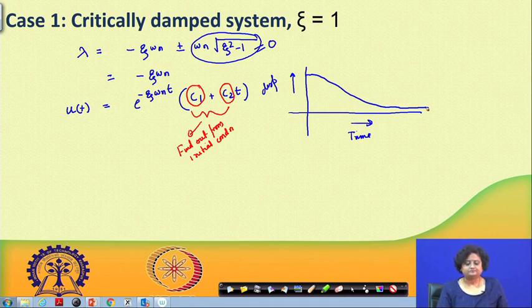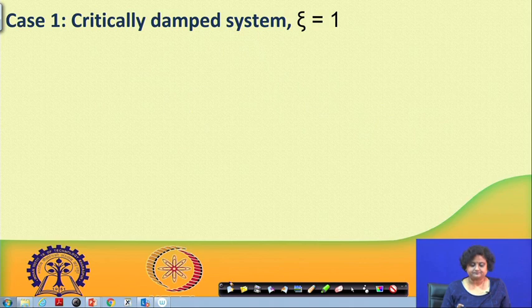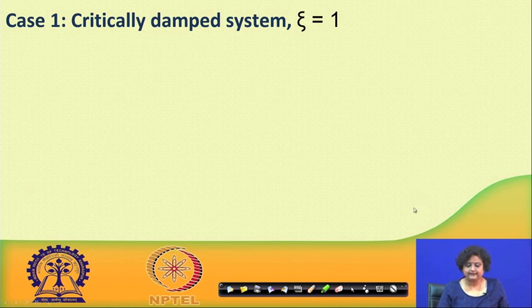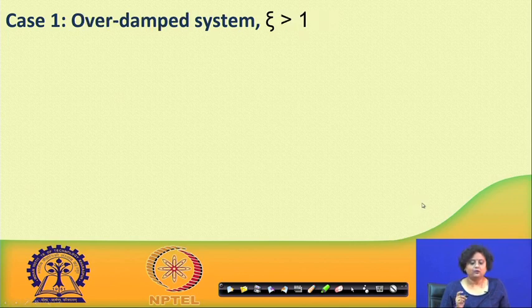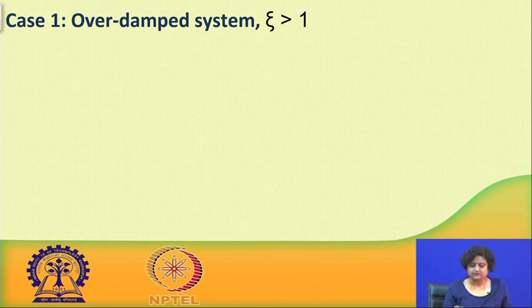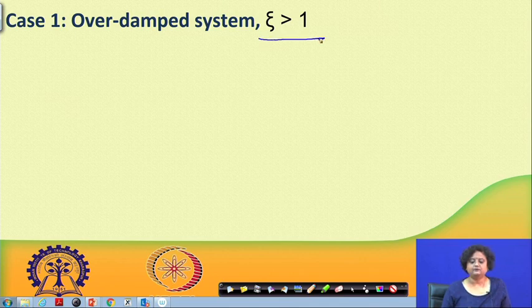So, this is a very ideal case, the minimum amount of damping required to stop the oscillatory motion of a system completely. Let us get into the third case, which is called the overdamped case, where zeta is greater than 1.